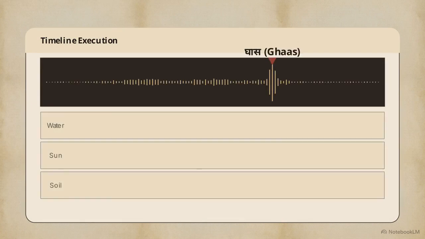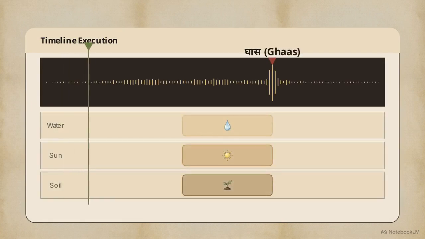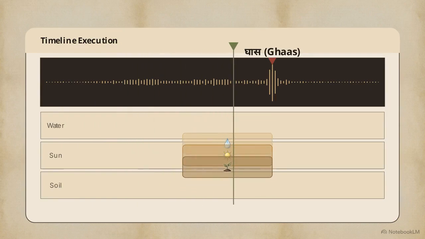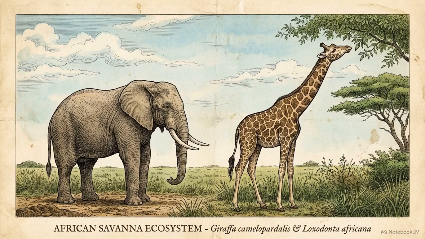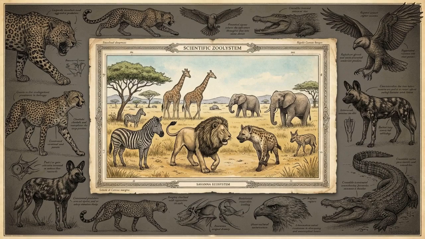This diagram shows the exact timeline layout needed. Notice how icons for the water drop, the sun, and the dirt slide together, transforming into a patch of green grass perfectly aligned with the peak of the audio waveform on the Hindi word for grass, ghas. Visually establishing the landscape and these environmental rules first provides necessary stability. The audience needs this grounding before we introduce the chaotic movement of predators.